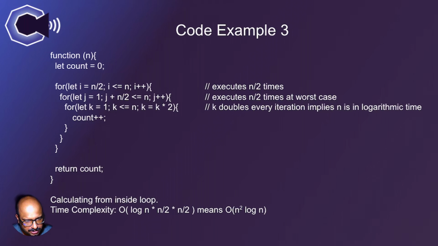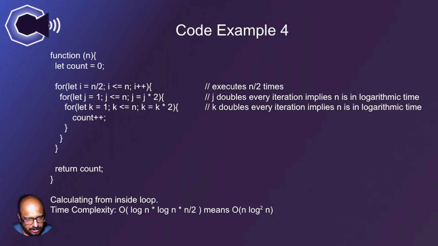So calculating from the inside loop, we get O of log n for the innermost loop, into n by 2 for the middle loop, and into n by 2 for the outermost loop, meaning O of n square log n. So remember, for nested loops, always start from the innermost loop. And since we discard all the constants, we can remove the constant time taken by count plus plus and the outermost count equal to 0.